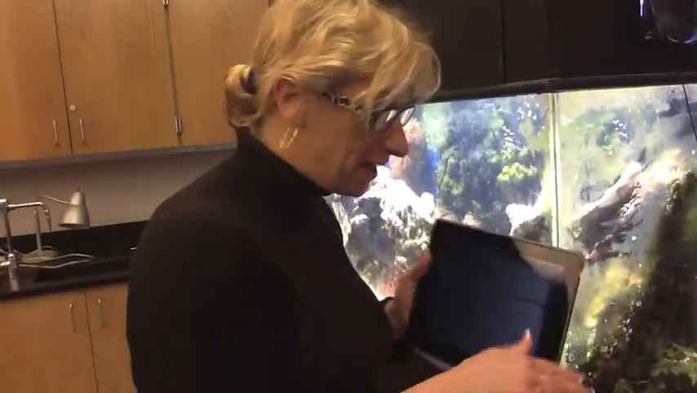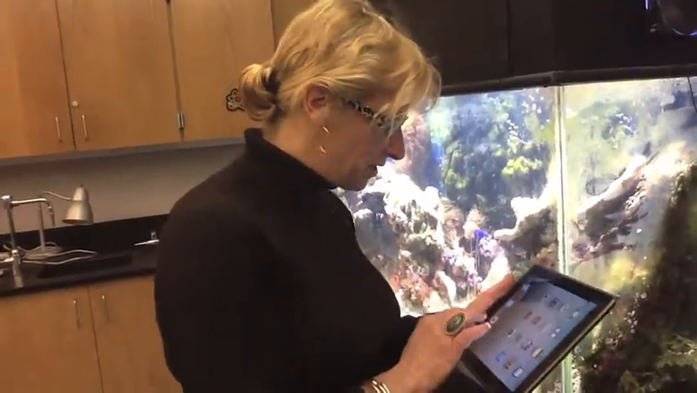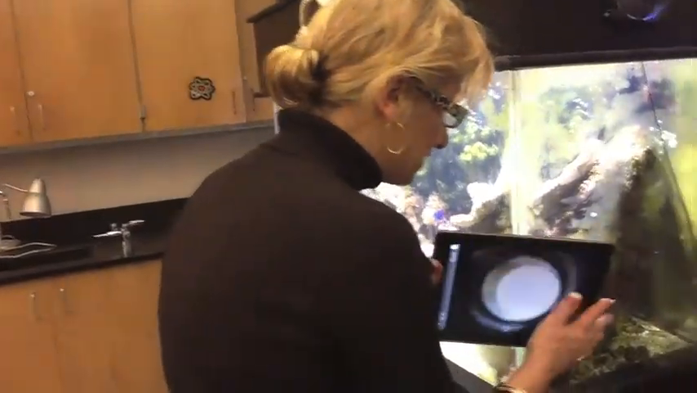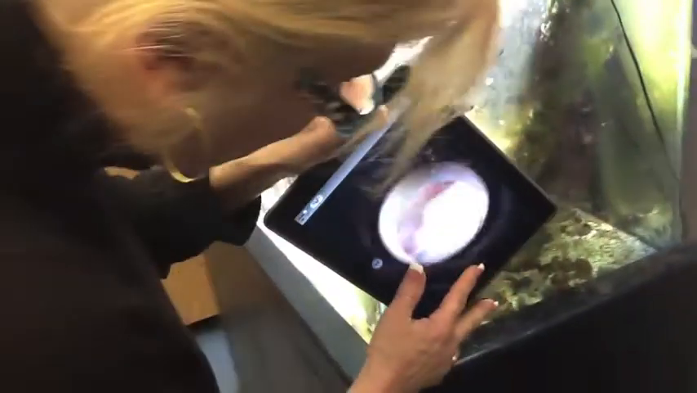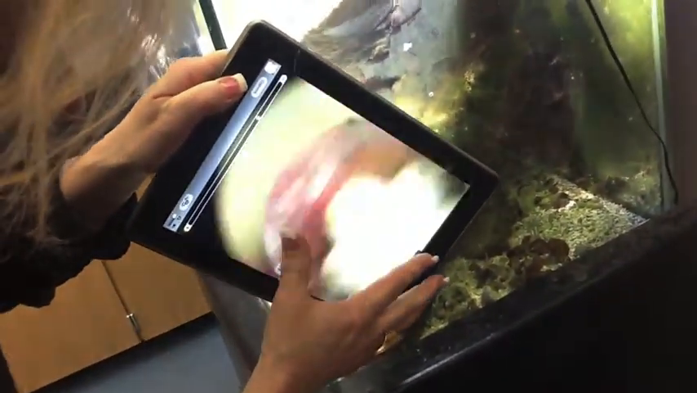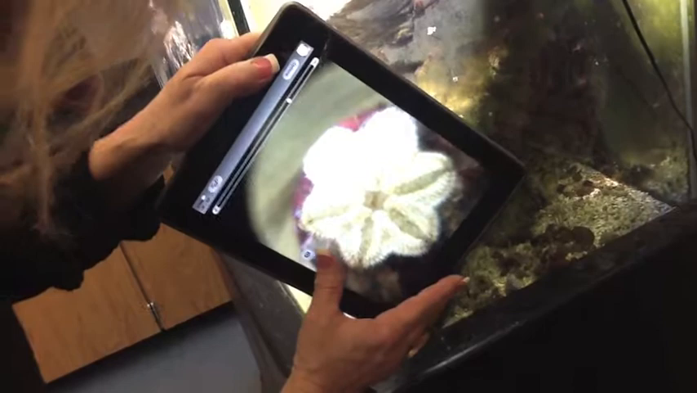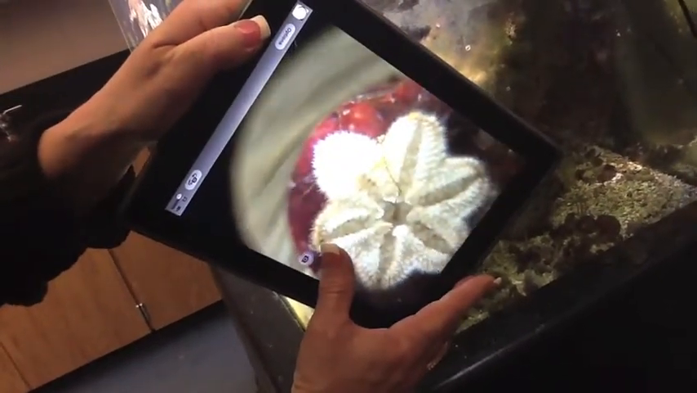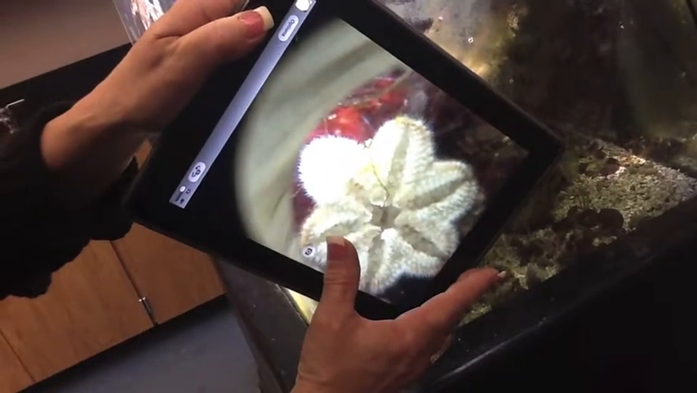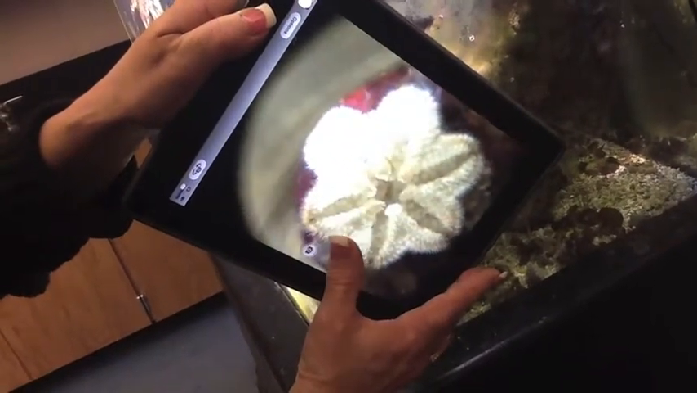And it reproduced. I didn't put it in there. It reproduced from another starfish that I must have had years ago. And there it is. So this tiny starfish came from a different starfish in my tank reproducing.